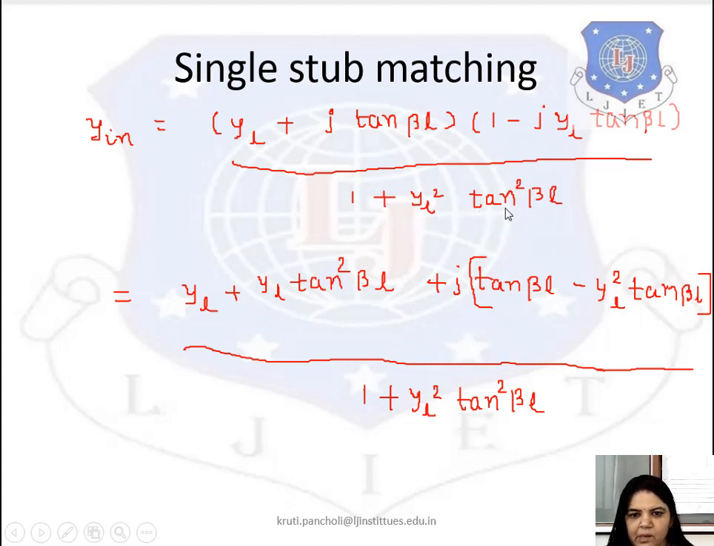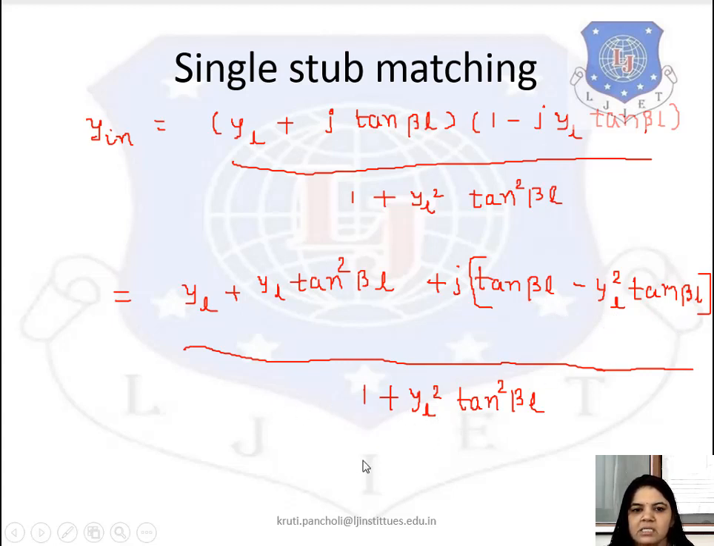Now I want to separate out the real and imaginary parts. So this is YL, so we write YL over here. Then for the other terms, j tan beta L times j YL tan beta L: j square is minus 1, but the minus sign is there, so minus minus is plus. So it is YL tan square beta L, plus j tan beta L minus j YL square tan beta L, upon 1 plus YL square tan square beta L.